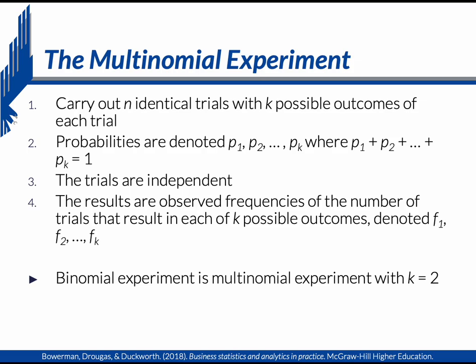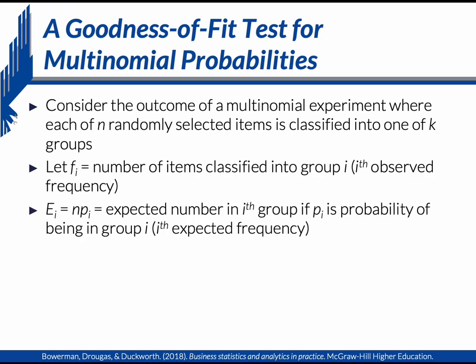All the trials are independent, such that whatever outcome appears in one trial will not affect the results of the other trials. Finally, the results are observed frequencies of the number of trials that result in each of the k possible outcomes, which is denoted as f sub k. In goodness of fit tests for multinomial experiments, these observed frequencies for the k possible outcomes will be compared to their respective expected frequencies. The expected frequencies are computed by multiplying the total number of trials n by the probability for each outcome.